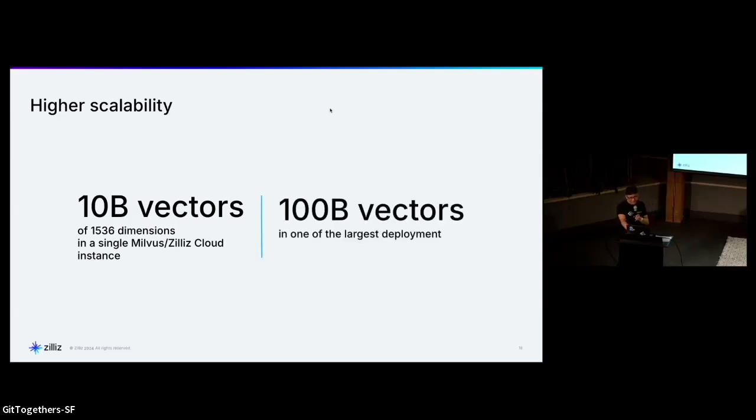And beyond that, we can also scale out, so we can have multiple instances. In one of the largest deployments of Zilliz, we can support up to 100 billion vectors. 100 billion vectors is something that we consider web scale. For example, if you were to index every single web page on the internet, it's probably around 600 billion vectors. At that scale, we can scale out to support web scale applications.